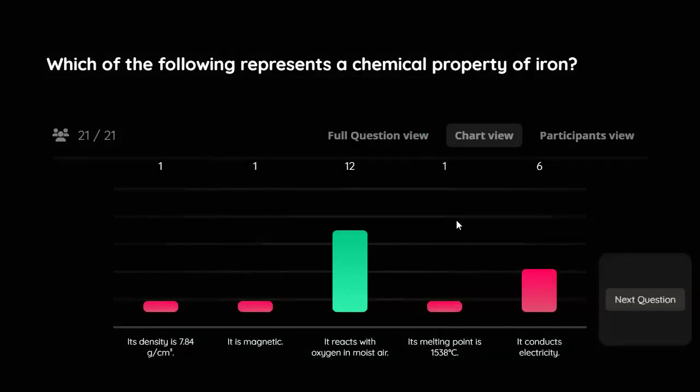If we're looking for chemical properties, we have to be looking for something having to do with chemical reactions. Other than reacting with oxygen, all these other things can be observed without actually doing anything to the iron. I don't need to react the iron to observe its density, or to observe that it's magnetic, or to observe its conductivity. But if I want to see if it reacts with oxygen, I've got to put it in the presence of oxygen and see what happens.